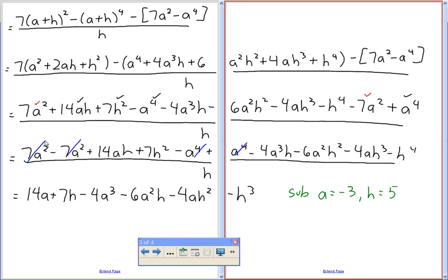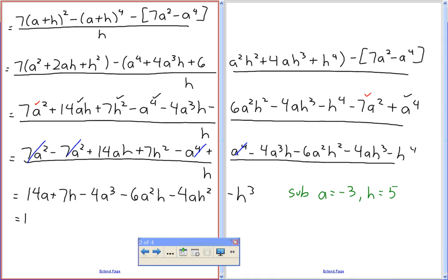I don't really want to work that out. Want me to show it? Seriously? All right, fine. Equals 14 times negative 3. Negative 42. Plus 7 times 5. 35.